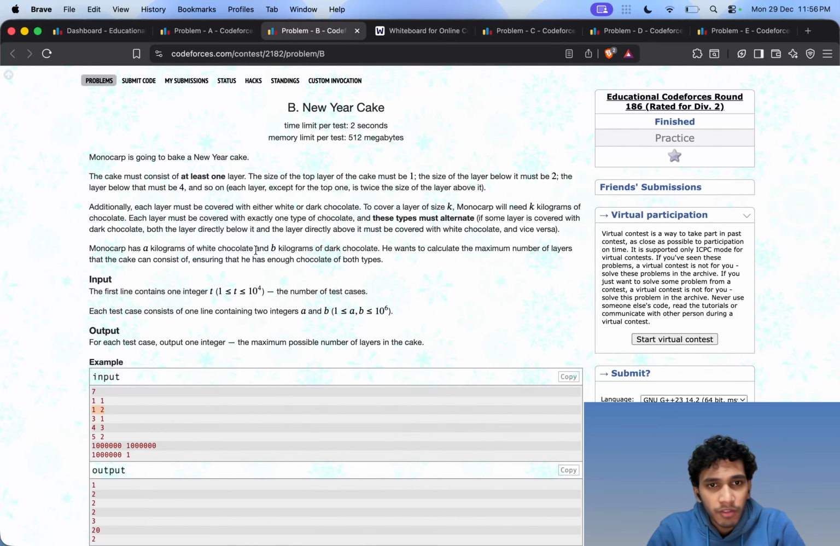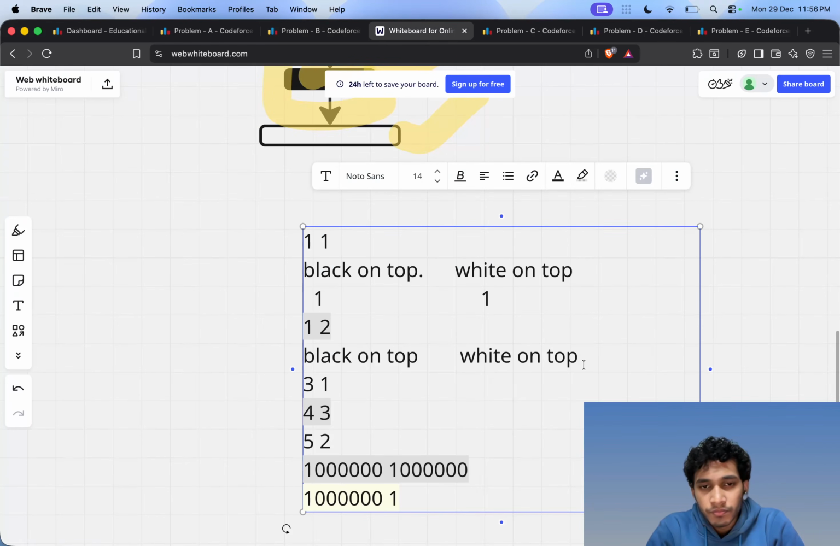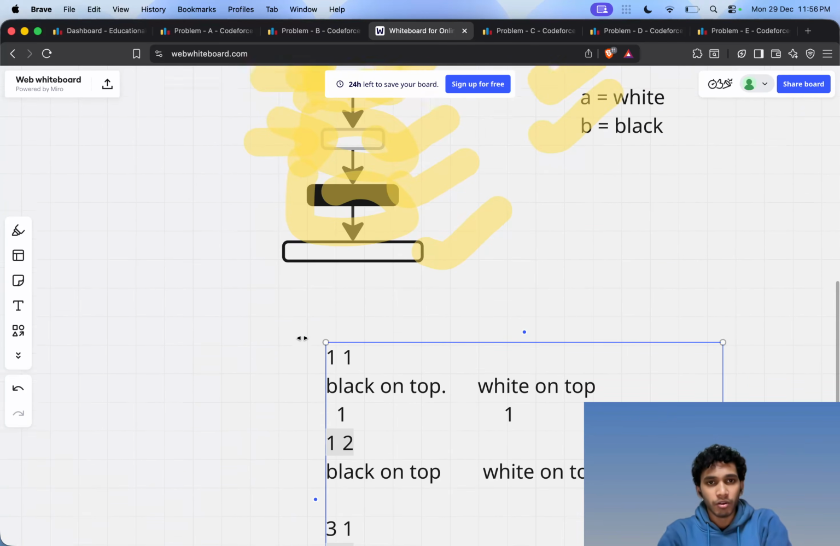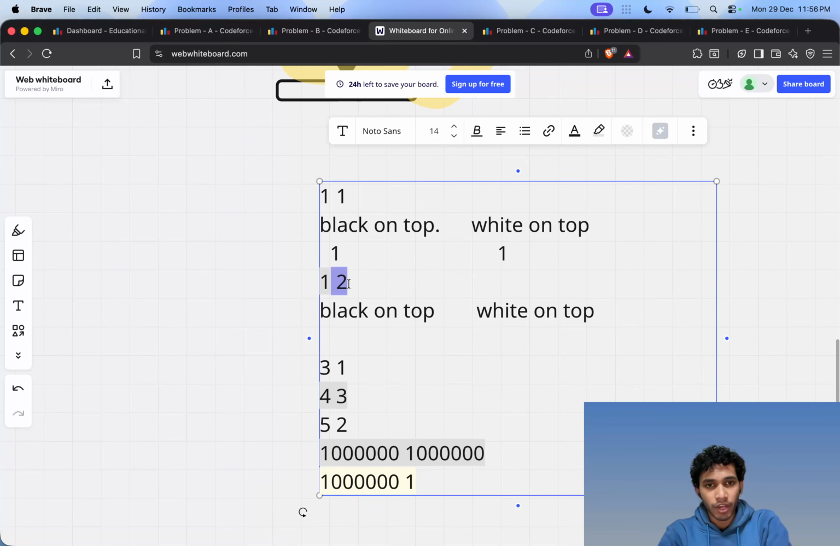A is white and B is black. So for black on top, on the first layer we will be requiring one amount of dark chocolate. So we have one amount of dark chocolate. Moving forward, in the second layer we will be requiring two amount of white chocolate. No, we don't have two amount of white chocolate. So how many number of layers can we have?